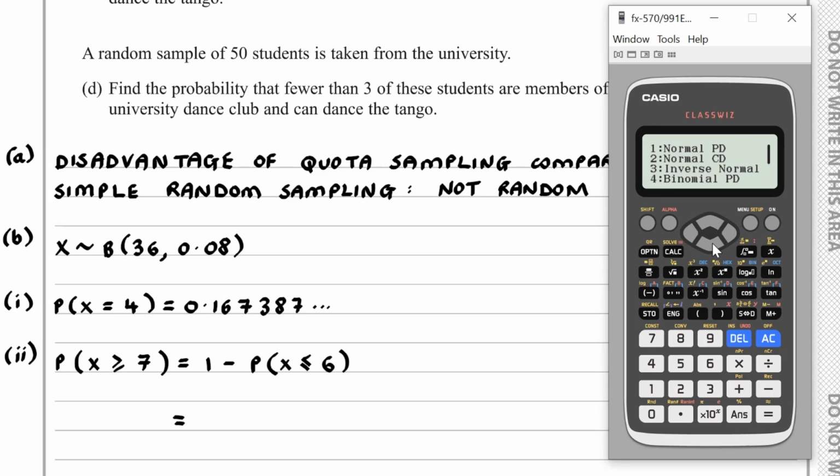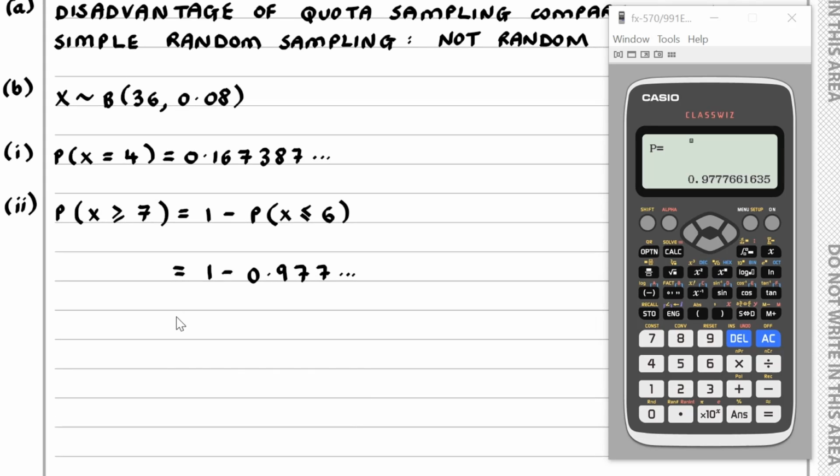If we go to the distribution menu, binomial CD, variable X this time is 6, same n, same p. We have 1 minus 0.977, etc. And if we work this out, 1 minus this, we end up with 0.02223, etc.